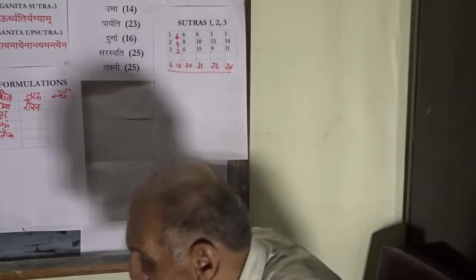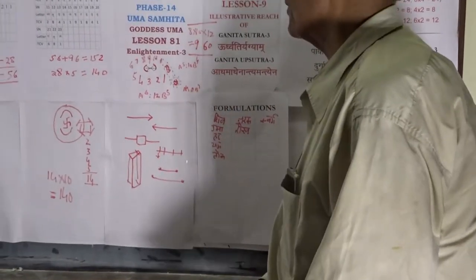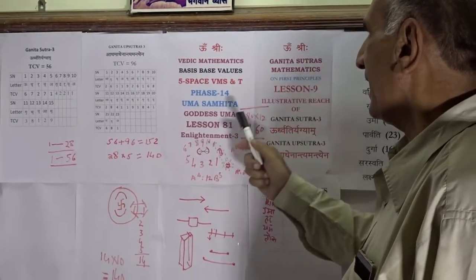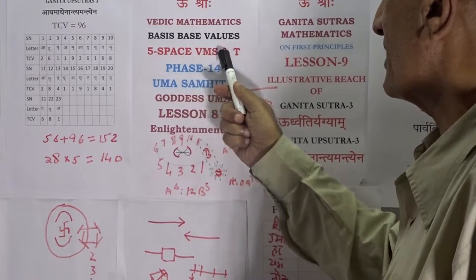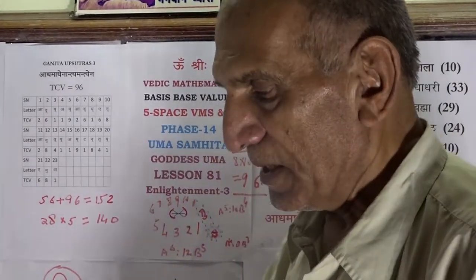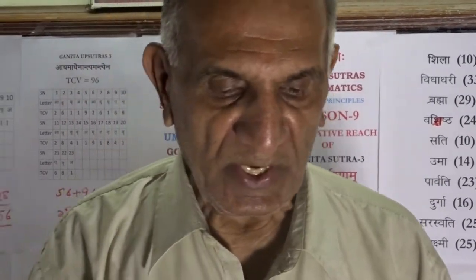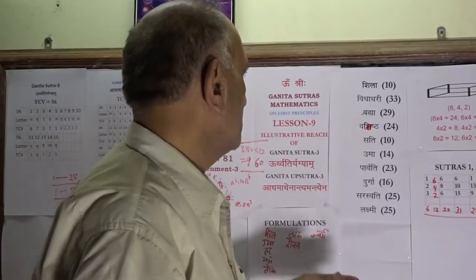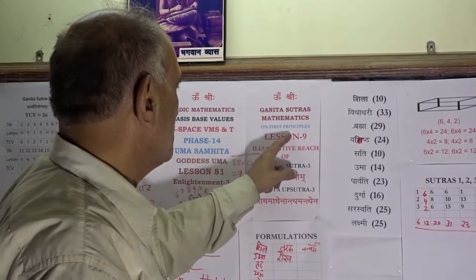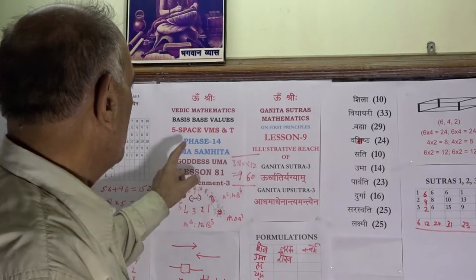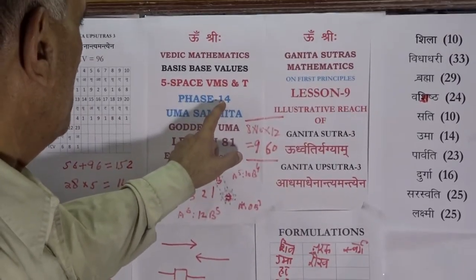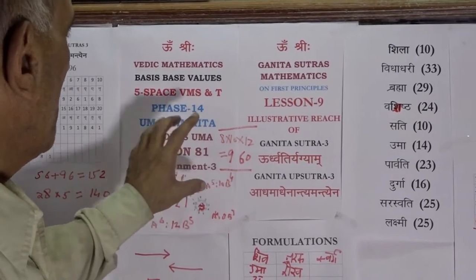Welcome to combined classes of Ganita Sutras Mathematics and First Principles and 5 space VMST basis base values. Today we are at lesson 9 of Ganita Sutras Mathematics and First Principles and lesson 81 of phase 14, Uma Samhita of Shiva Purana.